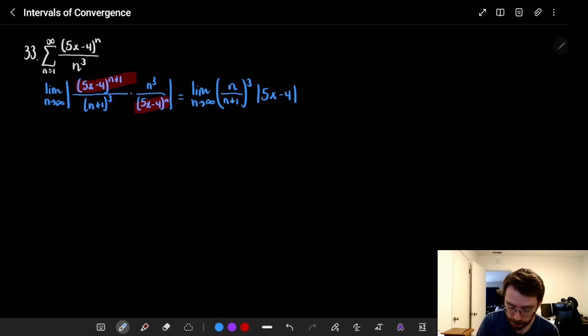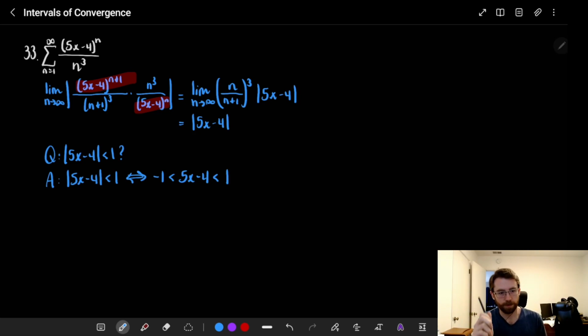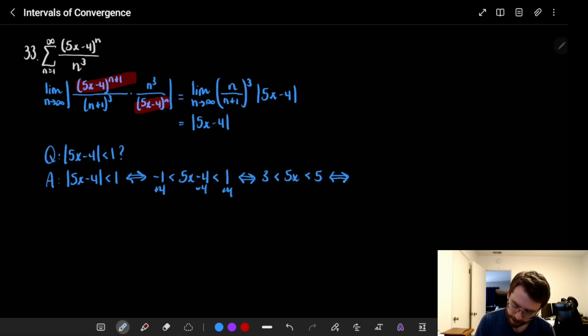Again, by whatever logic you want to use, this piece goes to 1 when I let n go to infinity. So I just get the absolute value of 5x minus 4 when I take that limit. And I'm checking when |5x minus 4| is less than 1. Again, anytime you have an inequality involving absolute values, you just say, well, that means the quantity that I'm taking the absolute value of has to be between whatever number's on the right and its negative. And that's equivalent. Let's add 4 everywhere. So I get 3 on the left, 5x in the middle, 5 on the right. Let's divide everything by 5, and I get x is between 3/5 and 1.